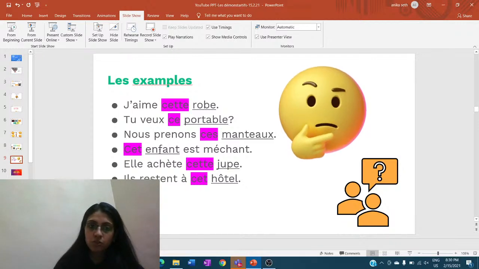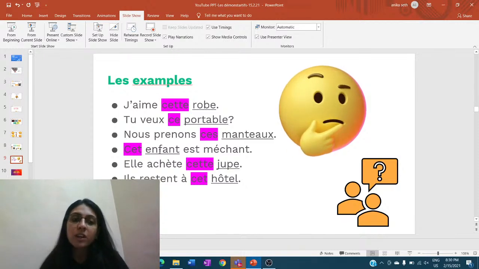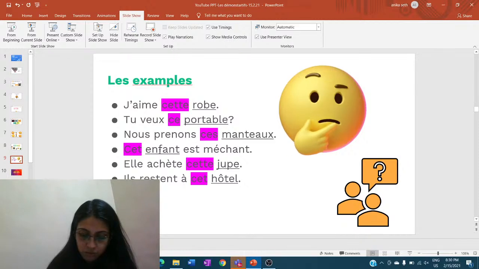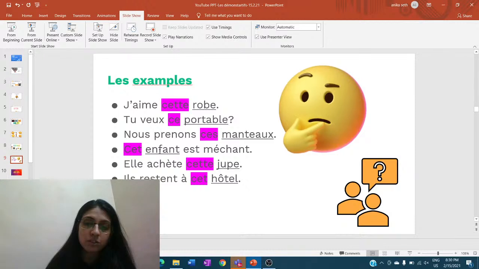Cet enfant est méchant. Now look at this noun, enfant. It is masculine, it is singular, and it is starting with a vowel. So all these three conditions are fulfilled in the noun. We cannot put CE as the demonstrative adjective because enfant is starting with a vowel. So we have to use the fourth demonstrative adjective, which is CET, which we use in case of masculine singular noun starting with vowel. Right?